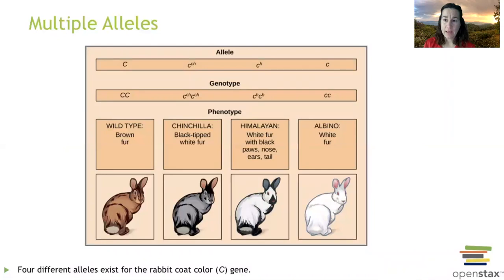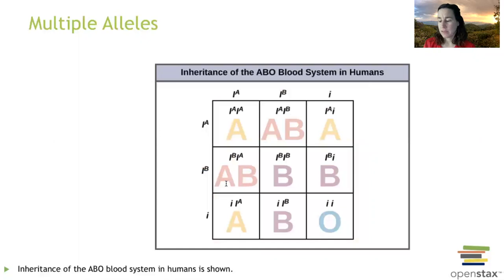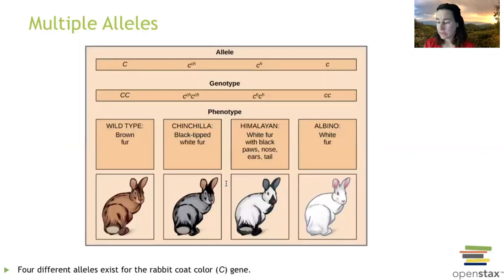When we have A, B, O, AB, those are all multiple alleles for that trait. Maybe it's blood type, maybe it's coat color, like we can see here for the different types of rabbit fur. It could be brown or black tipped, or the Himalayan color, or no pigment at all, or albino. Multiple alleles for the same trait.